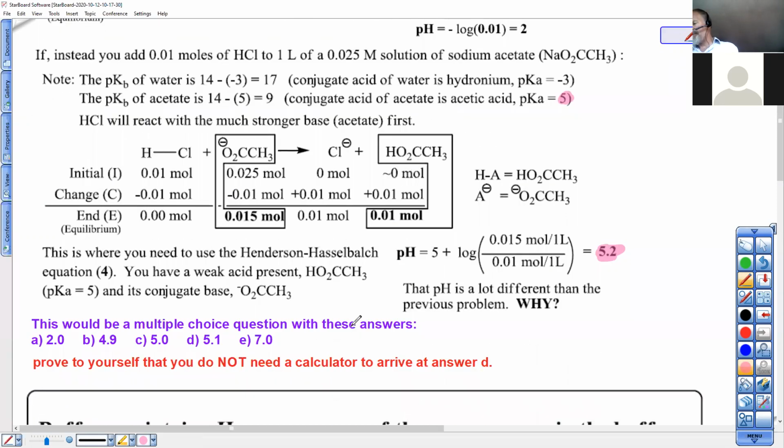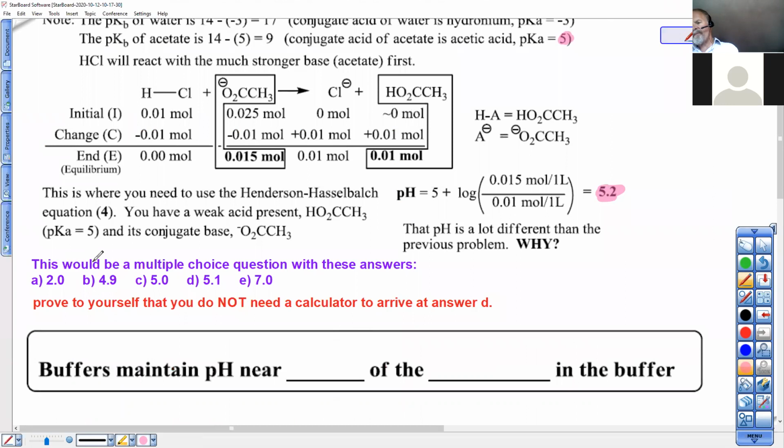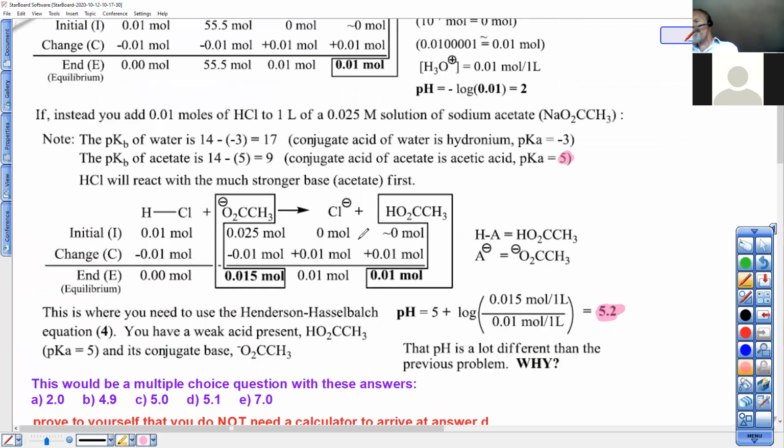Okay, here's something I got for you. This would be a multiple choice question with these answers. So forget about doing the math. Forget about choosing 2 as your answer. This is a buffer. As soon as you look at this problem and you identify you have at the end a weak acid, weak base pair, there's the amounts. Just ask yourself this one question. It's got 3 possible answers, this one question.